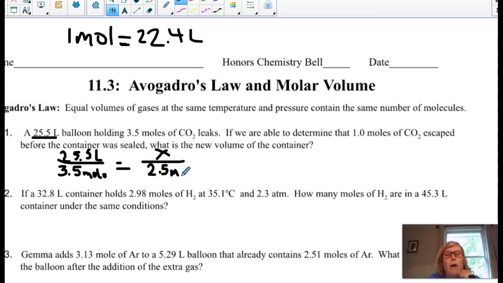How do you solve for X? Cross multiply and divide: 25.5 times 2.5 divided by 3.5. This is the question you have to ask yourself: if the moles are going down, what's going to happen to the volume? You should suspect the volume is going to go down. So my new volume X is equal to 18 liters, with 2 sig figs.